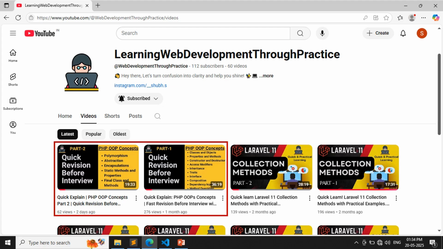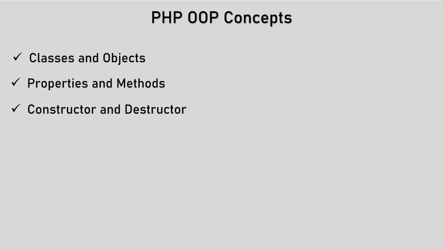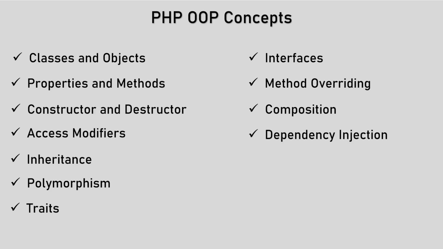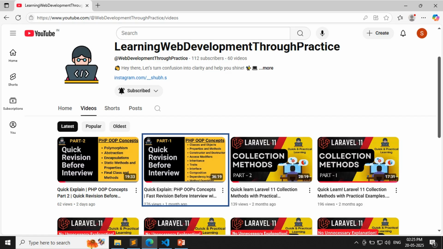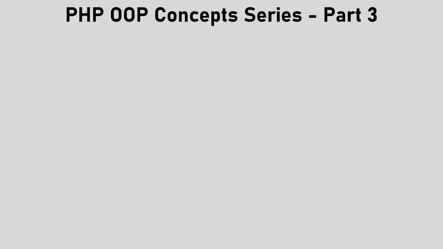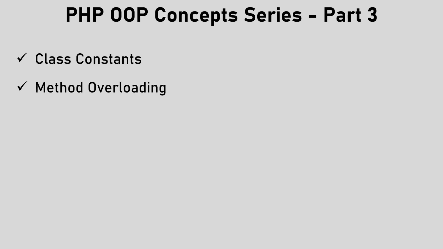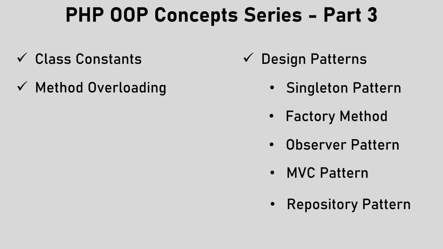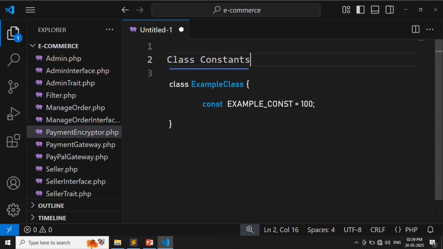In the previous parts, we covered several PHP OOPS concepts. To better understand all those concepts, you should watch Part 1 and Part 2. Now, in this video, we will discuss class constants, method overloading, and key design patterns including the singleton pattern, factory method, observer pattern, MVC pattern, and the repository pattern. So, let's start with class constants.